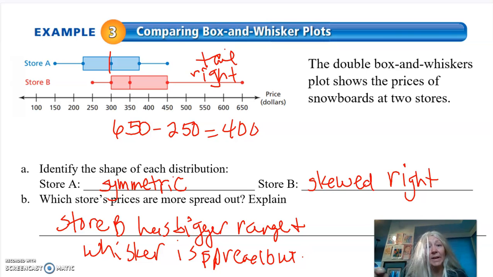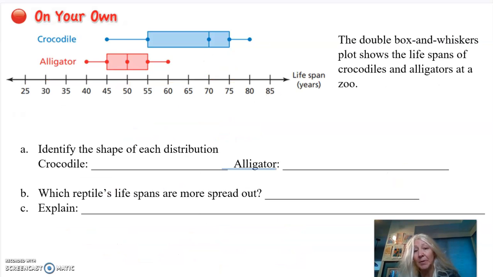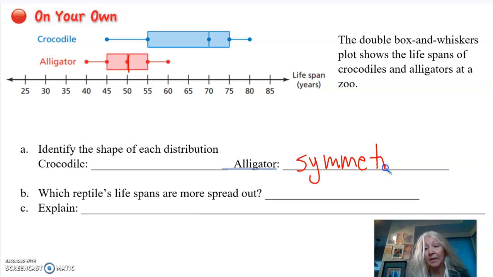Okay, so now I just have an OYO where you're going to try to compare two box and whiskers. Pause the video, try it on your own, try to identify the shape of the distribution, and then which reptiles' lifespans are more spread out. It's comparing the lifespans of crocodiles and alligators. If I draw a line down the center of the alligator, that is symmetric. It's the shape. It's a mirror image. And then for the crocodile, this is the tail. This is the part that's more spread out. So this is called skewed left.